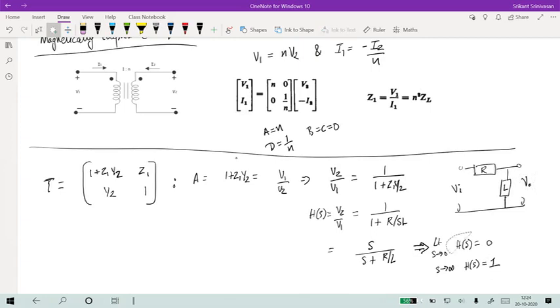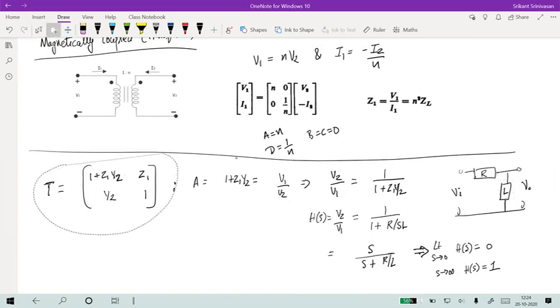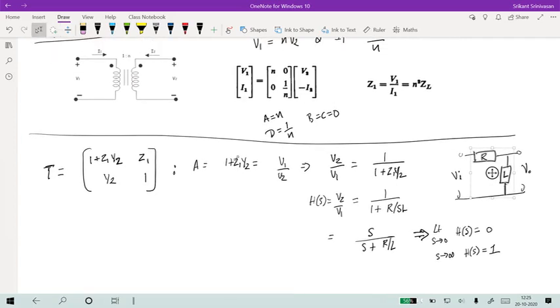And similarly, if H of S tends to 0, that means as S tends to 0, at DC voltage, the output voltage is 0, right? Because we know that in DC, the inductor is a short circuit. So when you have the transmission matrix like this, if you know this value, you can easily figure out the characteristics of the filter. Normally, you would have to solve the RL or RC circuit every time. It's easy because once I have the value, I know that it is 1 plus Z1 Y2.